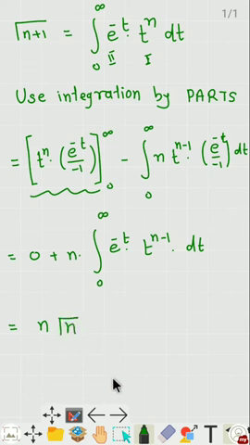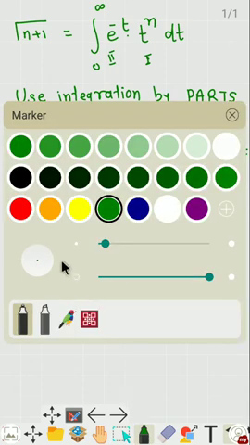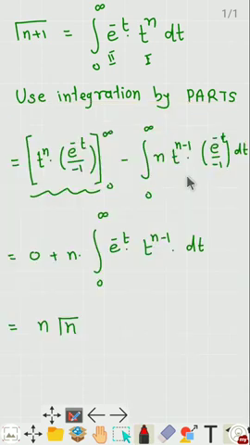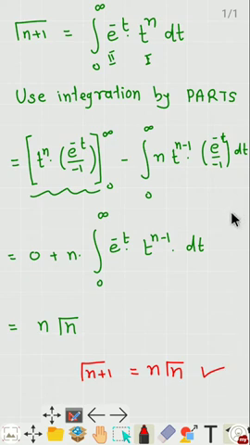So in this way we have proved the second property of the gamma function, and that property is the value of gamma n plus 1 is equal to n into gamma n. Okay, so this is our second property of the gamma function.